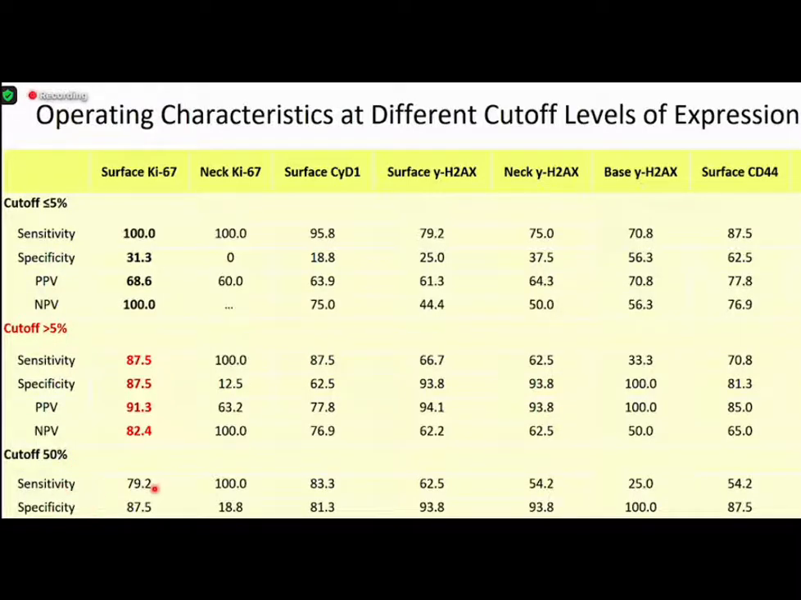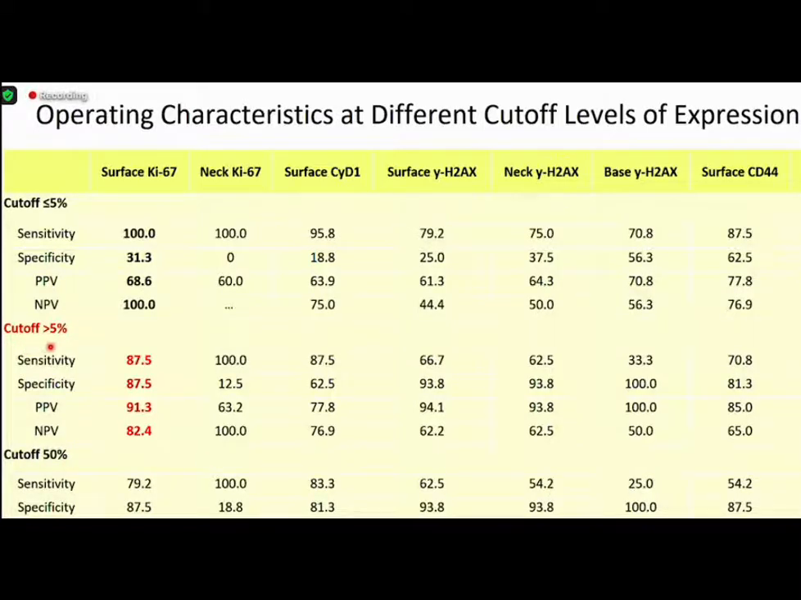It just decreased sensitivity with the same specificity, positive or negative predictive value. And out of all these markers, I would like to highlight surface Ki-67, which showed the most favorable results with a sensitivity of 100 at a cutoff of less than or equal to 5%, and greater than 5%. It decreased a little bit to 87.5, but specificity and positive predictive value improved quite a lot to 87.5 and 91.3% respectively, and negative predictive value decreased a little bit from 100 to 82.4.